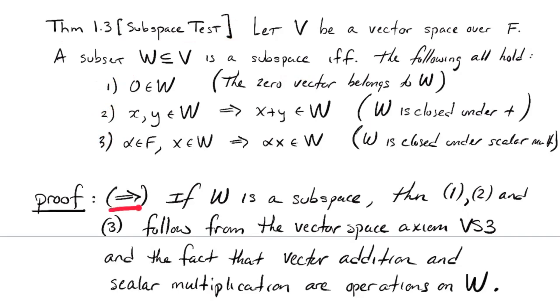I'm kind of using this little symbol. You might have seen it in other math classes. It just sort of means I'm assuming the hypothesis that was written first. So let's suppose first that W is a subspace. I've got it written down here.